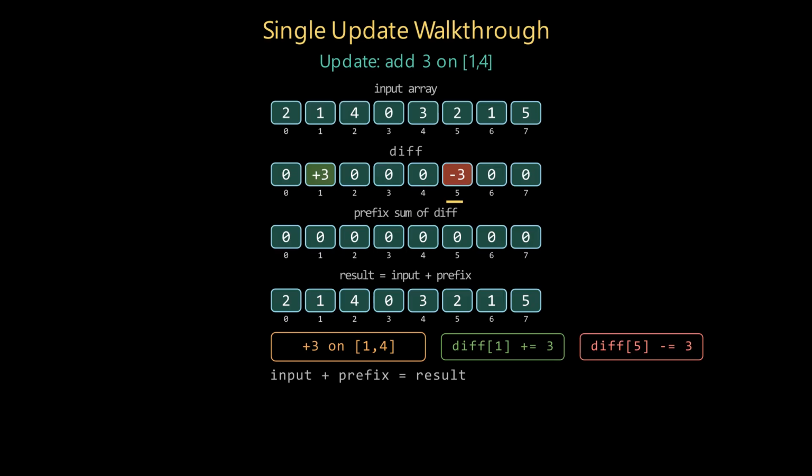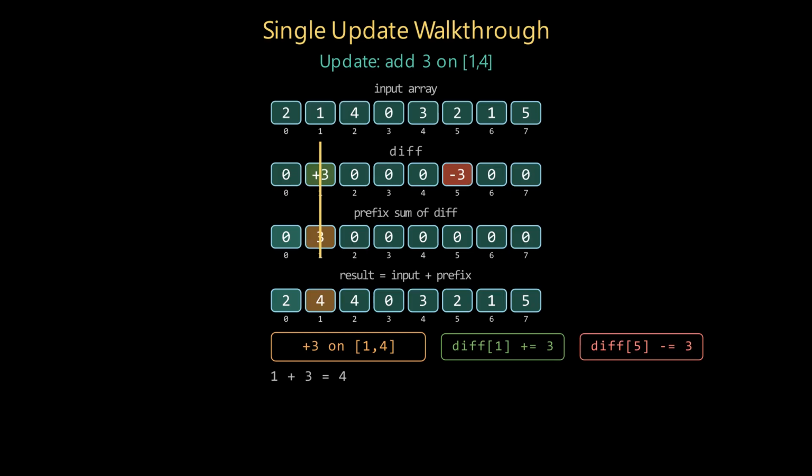The running sum is just the prefix sum of the difference array. Now we will sweep one index at a time. Index 0 has diff 0, so the running sum stays 0. The result is input 2 plus 0, which is 2. Index 1 has plus 3. Add that to the running sum, so running becomes 3.